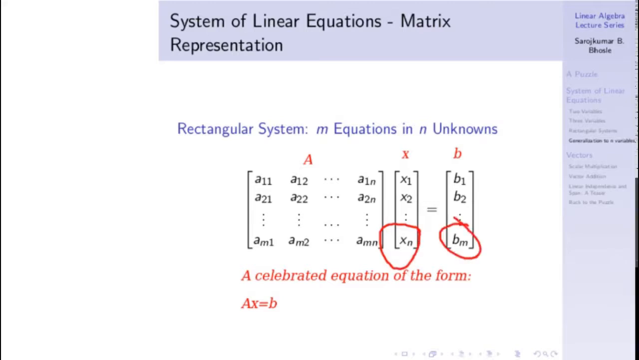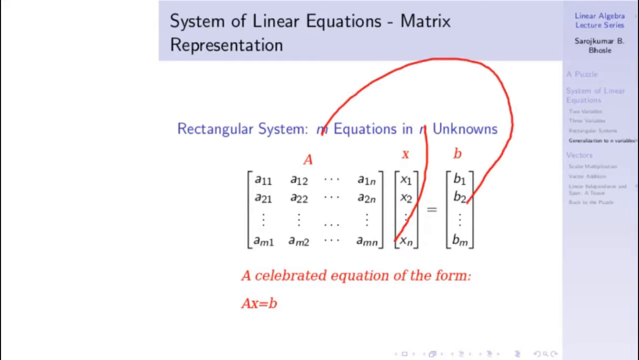Now consider the dimensionality of these vectors. x is an n dimensional vector while b is an m dimensional vector, and this is very important that you remember and understand this. b and x don't have the same dimensions. x is a vector that has n dimensions, which is equal to the number of unknowns. b is a vector that has m dimensions, which is equal to the number of equations.